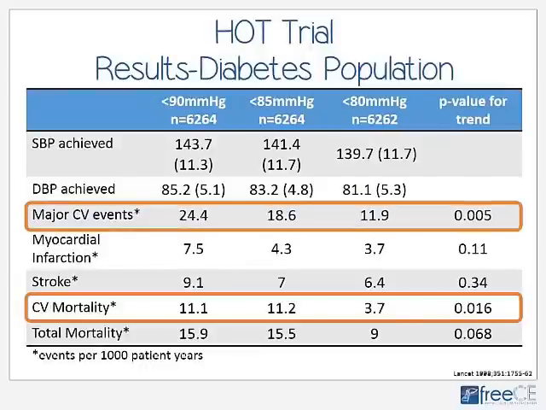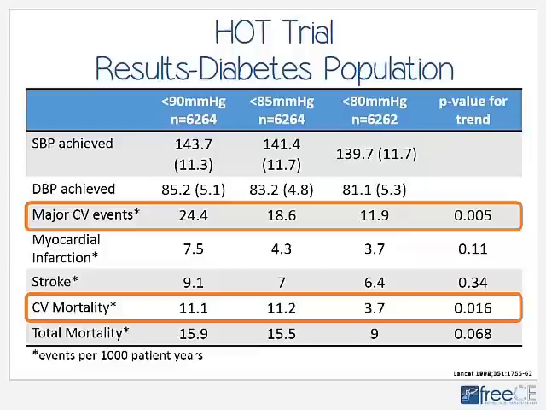So looking at the subgroup analysis for those patients who had diabetes, since we're talking about our patient who does have diabetes, you can see that there was a statistically significant difference in major cardiovascular events and cardiovascular mortality in the tighter control groups. So the less than 80, although they didn't quite get to less than 80, was better than less than 90 in terms of cardiovascular events and cardiovascular mortality.